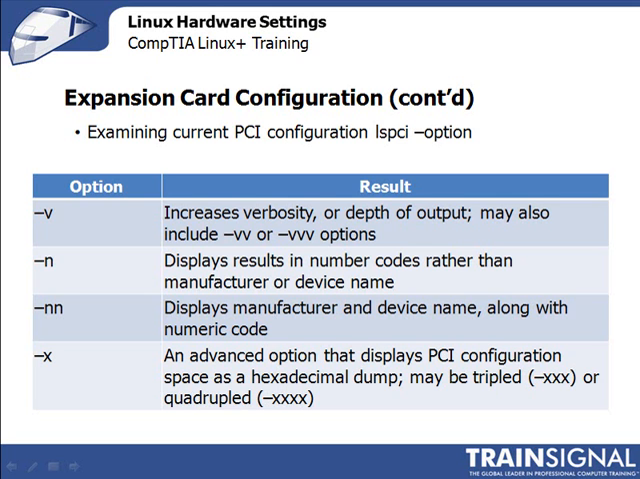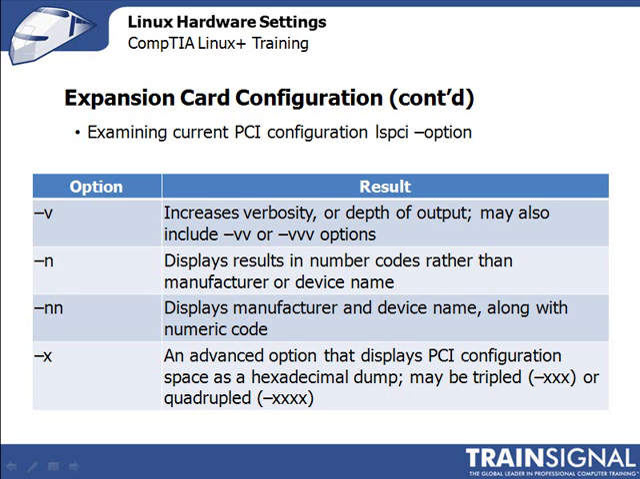If we were to type in lspci without any options, we'd receive a single line listing of all the PCI cards in our system. But if we were to try it with the -v option, we could see that the output would be expanded to multiple lines and would include additional information like the kernel, different modules, or regions. The next option, -n, displays the result using number codes instead of the device or manufacturer name. And the -nn option displays manufacturer and device name along with the numeric code.